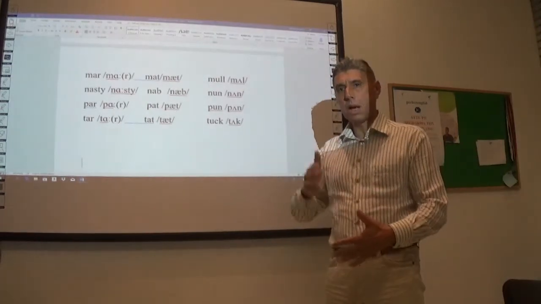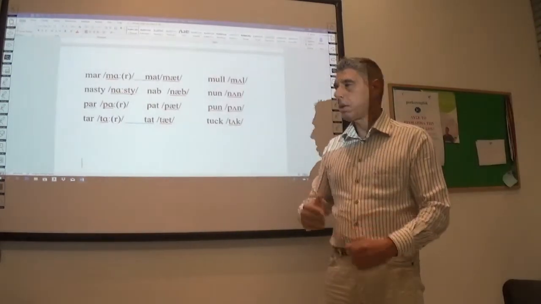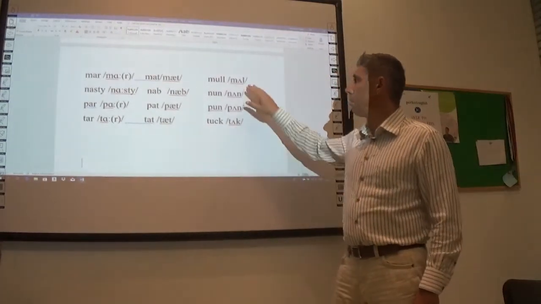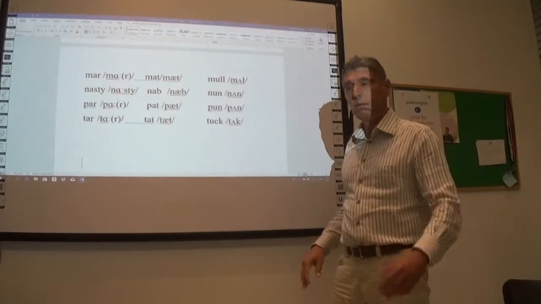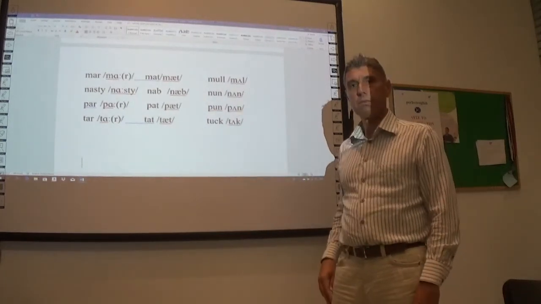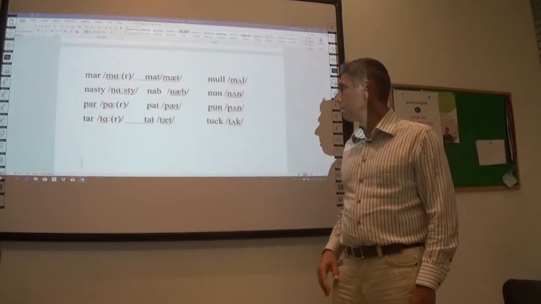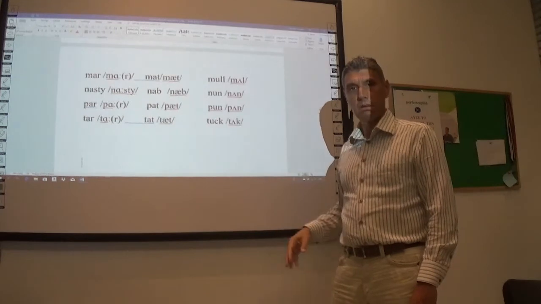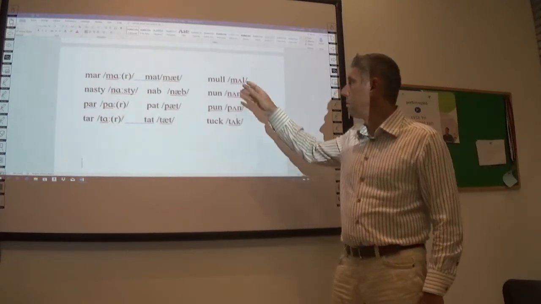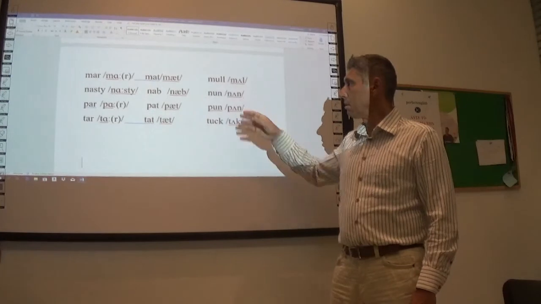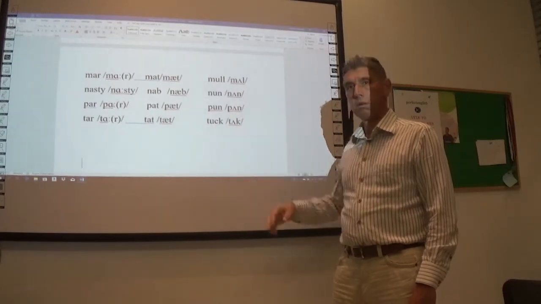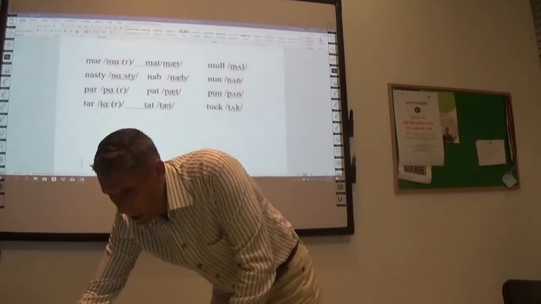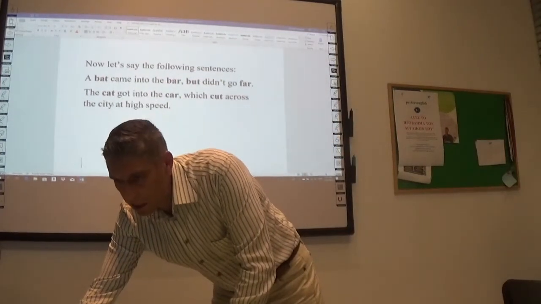Remember, this is the abrupt, sharp O sound. So let me pronounce these words and you repeat after me. Mull. Once again, mull. None. Pun. Tuck. Once again, mull. None. Pun. Tuck. Okay, now let's see how these words can be used in sentences.